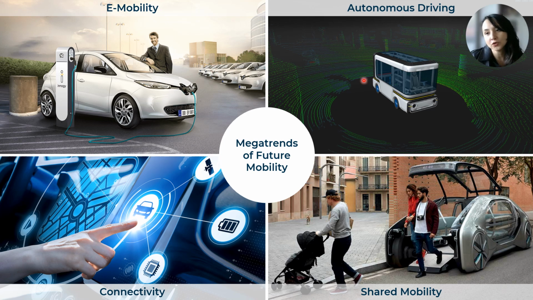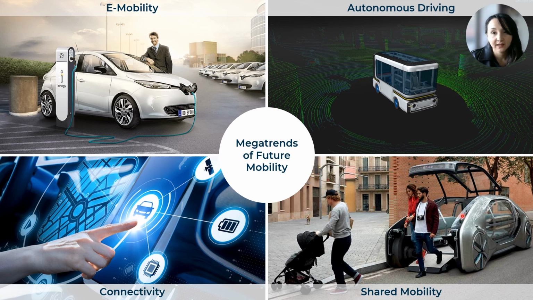Then we have autonomous driving that is changing the role of the driver completely. So here we are moving towards vehicles that can navigate in the cities and make decisions completely independently. And this adds a lot of complexity to the vehicle system and also to the safety and operation considerations.